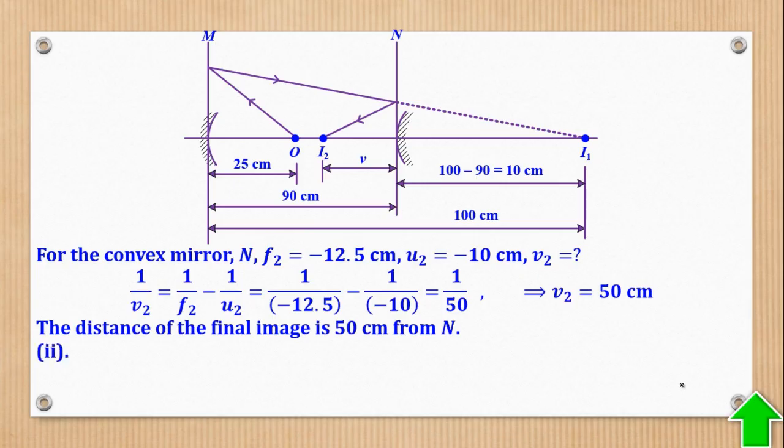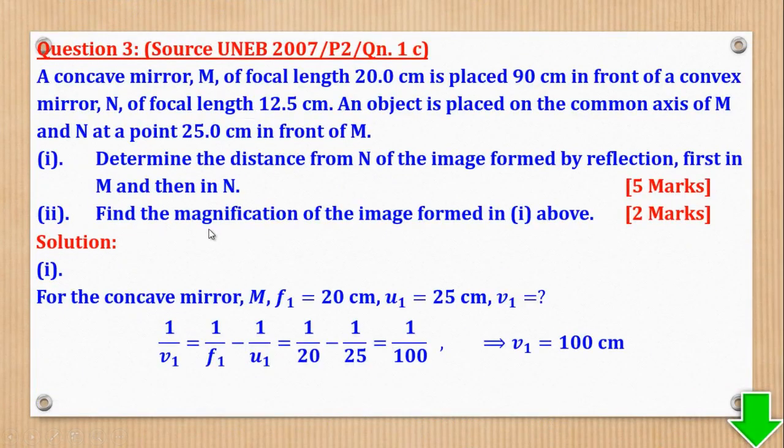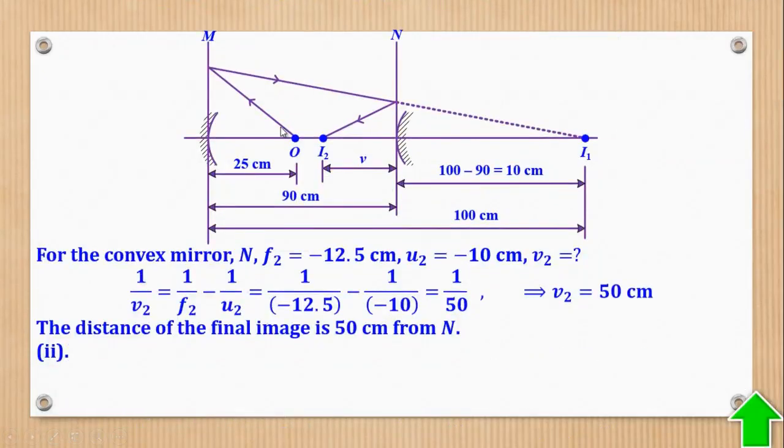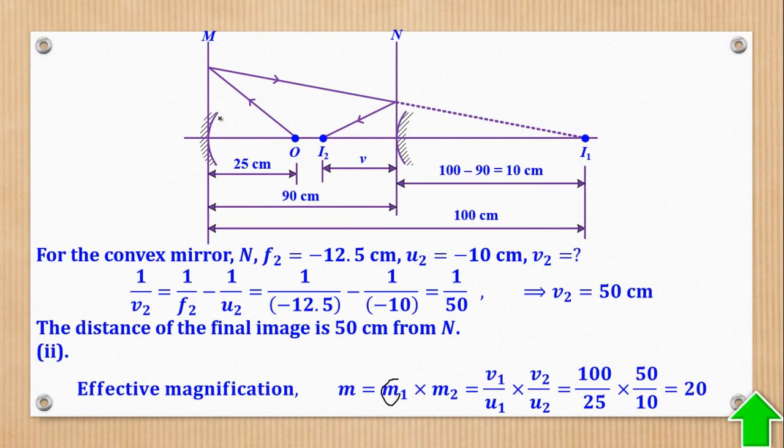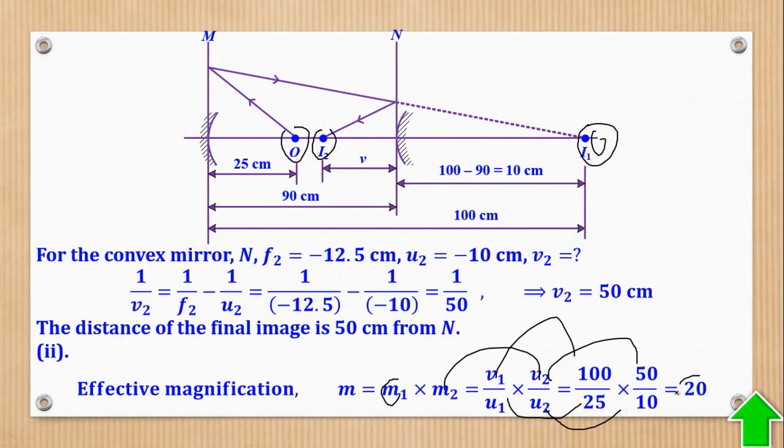Then Roman 2, they said find the magnification of the image formed in Roman 1 above. So magnification, remember these are two mirrors, so magnification will be the product of the individual magnifications. So M1 is the magnification of this and this, which is V1 over U1. Then M2 is magnification for the second image using this and this, which is V2 over U2. So V1 is 100, U1 is 25, V2 is 50, U2 is 10. It gives you 20.